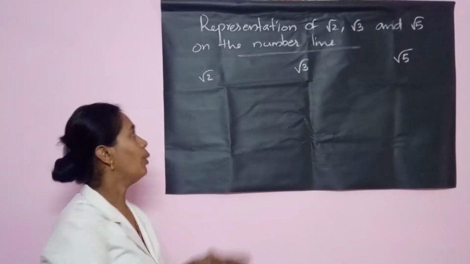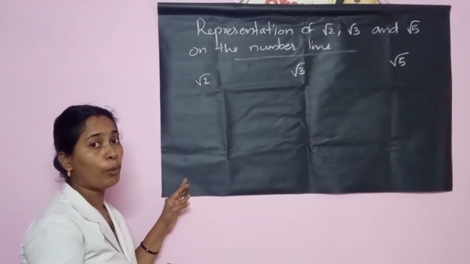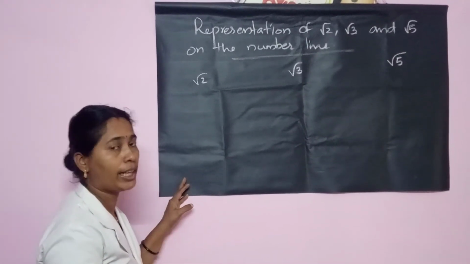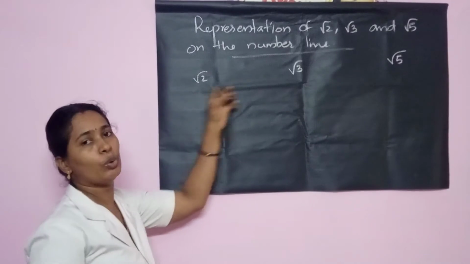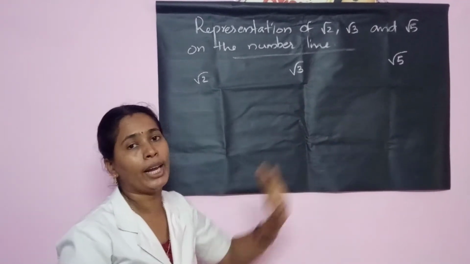So, how to draw root 2? I told you already, we are forming Pythagoras right triangles and applying the Pythagoras theorem to get the values of root 2, root 3 and root 5, and also to represent them on a number line.